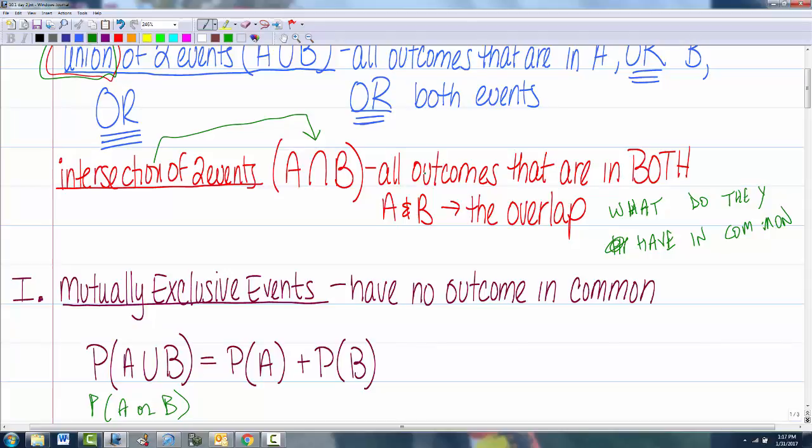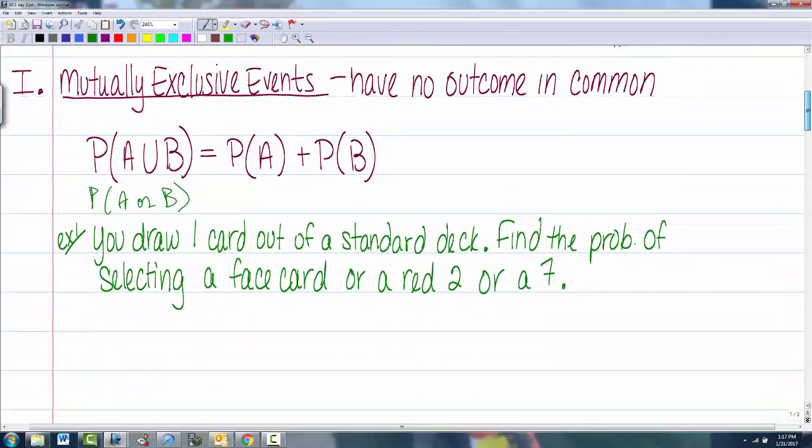So that's a not mutually exclusive event. There's an overlap. There's an intersection. There is a 7 of hearts, something that works in both things. So mutually exclusive events are like this.